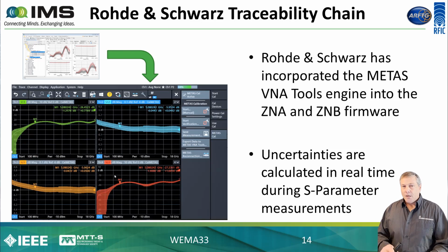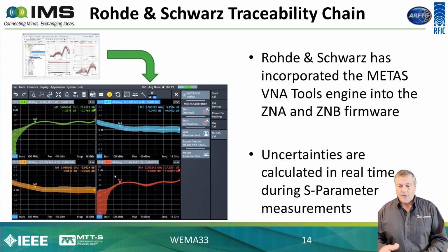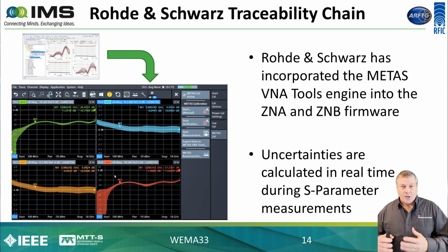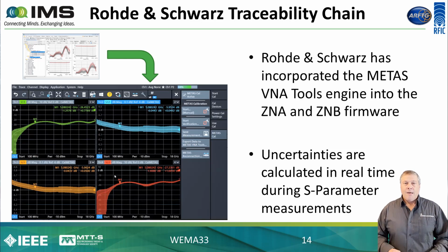So what happens is you load the data from the thumb drive of the calibration kit into your network analyzer, and you perform a calibration, and all of the information during that calibration is transferred to VNA Tools. The measurement uncertainties are propagated forward just like they're done in the METAS lab, just like they're done in the Rohde & Schwarz metrology lab. They're done on your instrument, and they're propagated forward so that at the end of calibration, you see S parameters with uncertainty bands around the results that are calculated in real time.